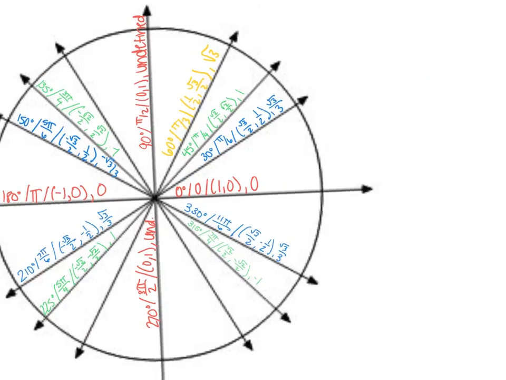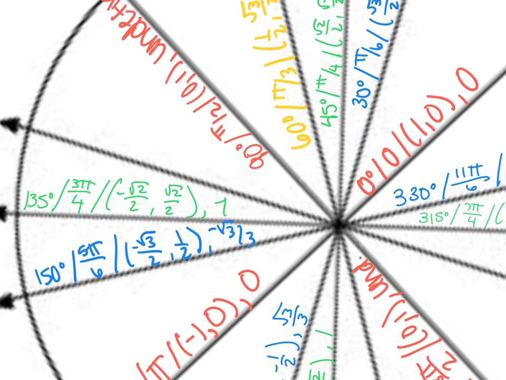So last we're doing the yellow angles. So this angle over here will be 120 degrees with the radians as 2 pi over 3, and the point is (negative 1/2, radical 3 over 2) with the tangent as negative radical 3.